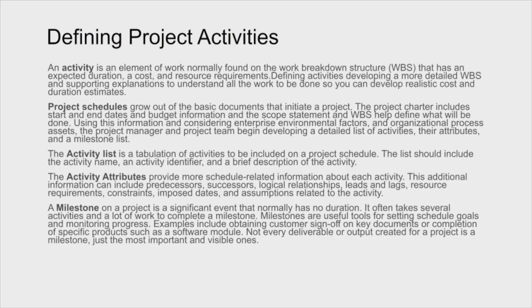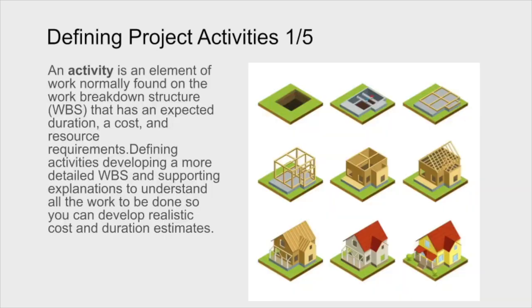An activity is a specific event that occurs during the project. And when we think about it, we really need to define some of the concepts around this term activity. First of all, let's look at the actual term activity. An activity is an element of work that's normally found on the work breakdown structure, and it has an expected duration, cost, and resource requirement. So we need to define activities in more detail within the work breakdown structure, and we have to put in supporting explanations to understand all the work that needs to be done so that we can develop realistic costs and realistic estimates of time.